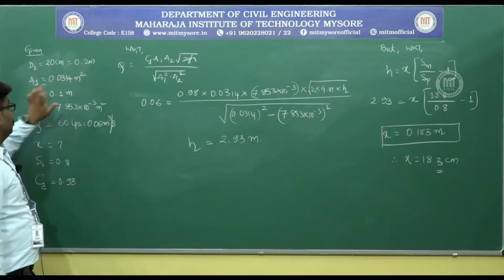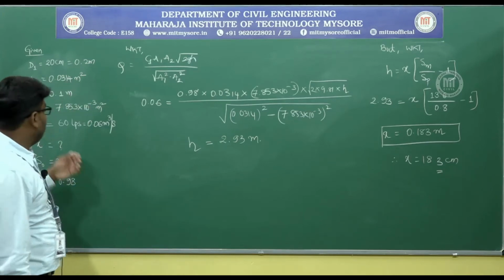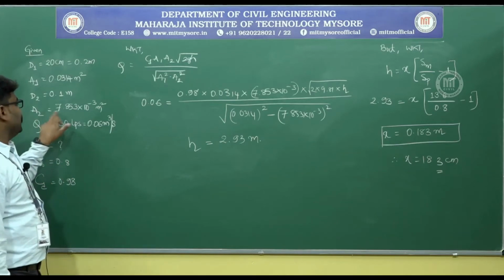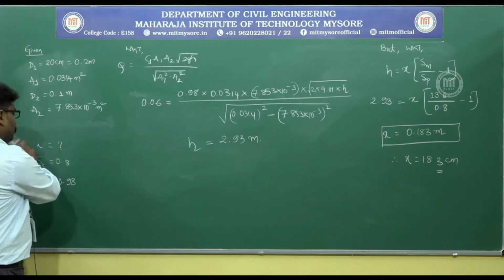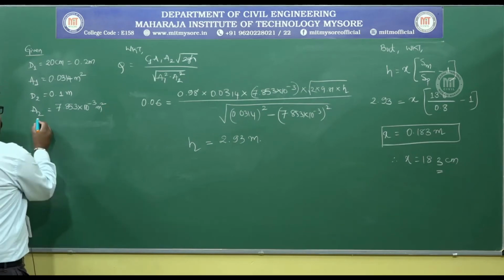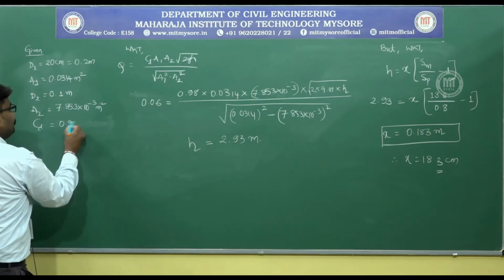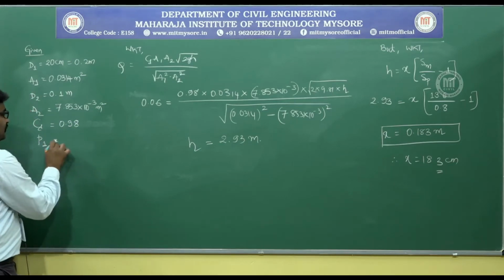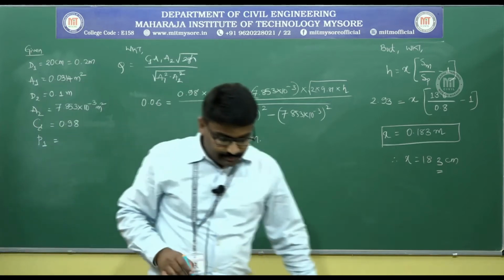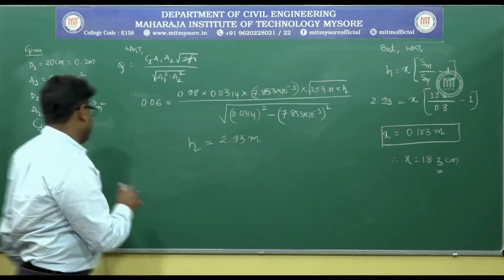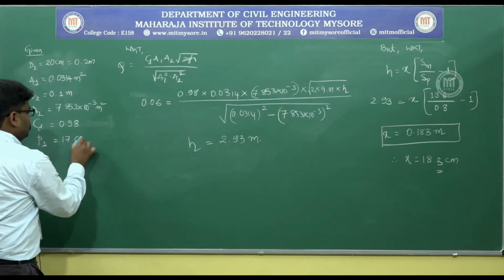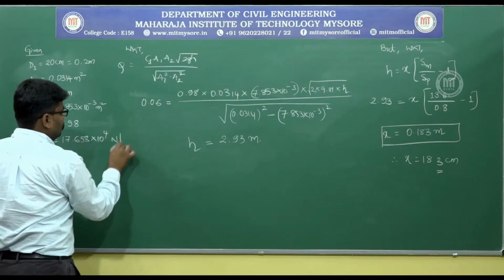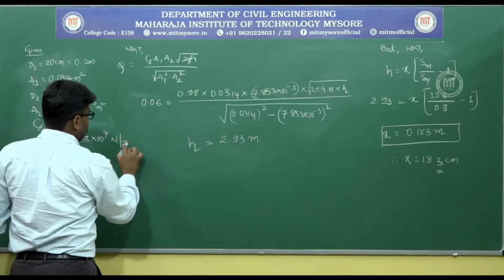D1 is 20 centimeter, so A1 will be 0.0314 meter square, then D2 is 0.1 meter, that is 10 centimeter at the throat. You will calculate A2 as 7.853 into 10 power minus 3, and water is flowing. CD is given to be 0.98. Pressure at section 1, P1 is given as 17.658 into 10 power 4 Newton per meter square.